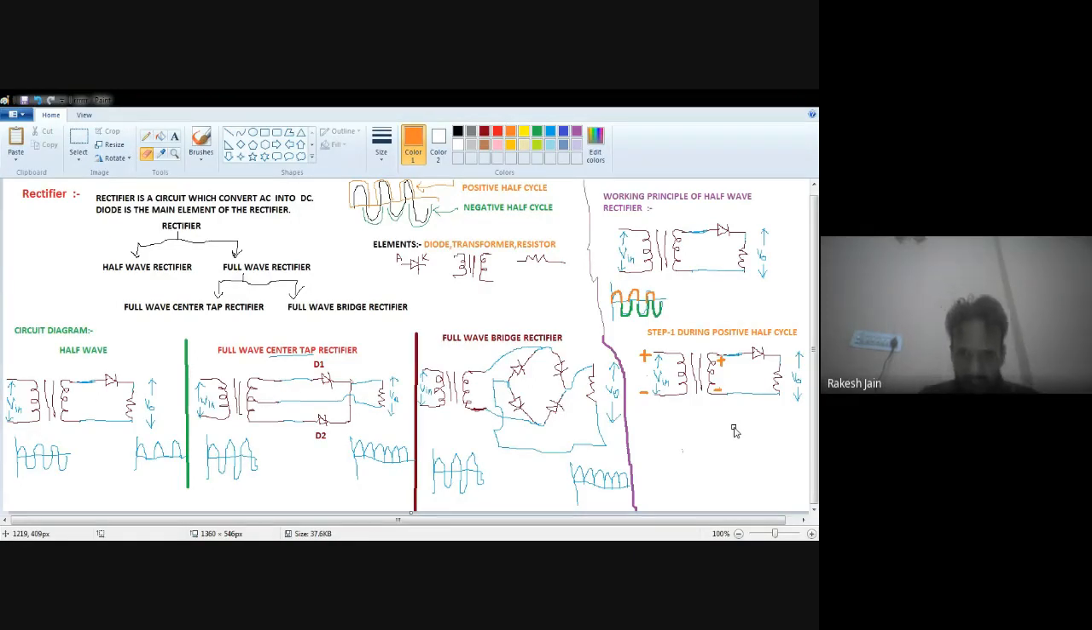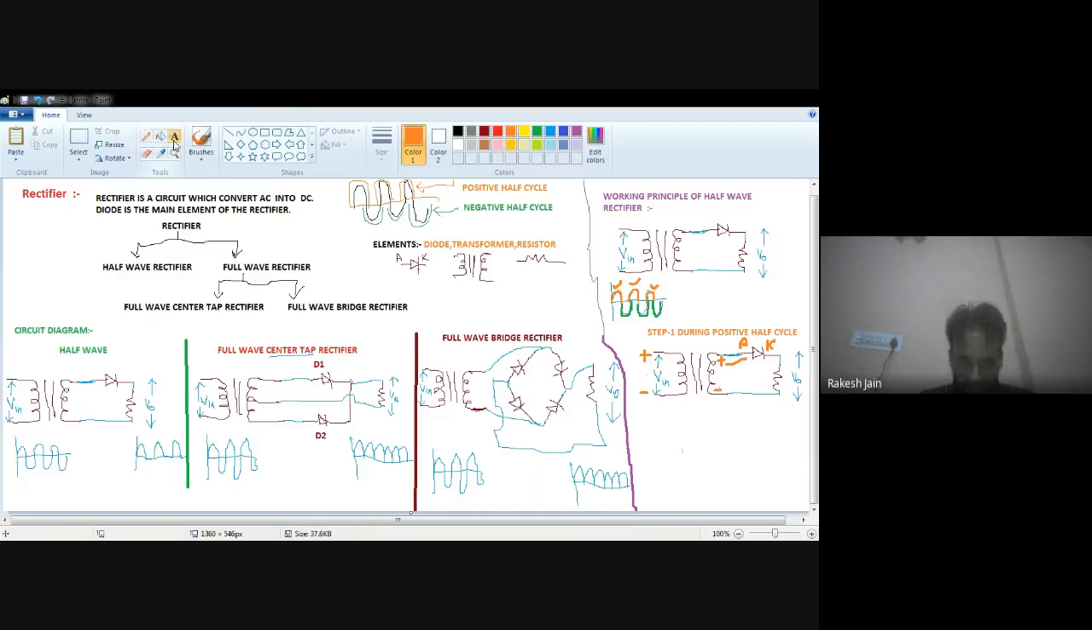Now, what will happen with the circuit? See very carefully. During the positive half cycle, this is known as the anode terminal of the diode, and this is known as the cathode terminal of the diode. So the plus comes at the anode terminal of the diode, and yesterday I told you that whenever the diode anode terminal is connected with the external supply plus and the cathode with minus, the diode is in forward bias.